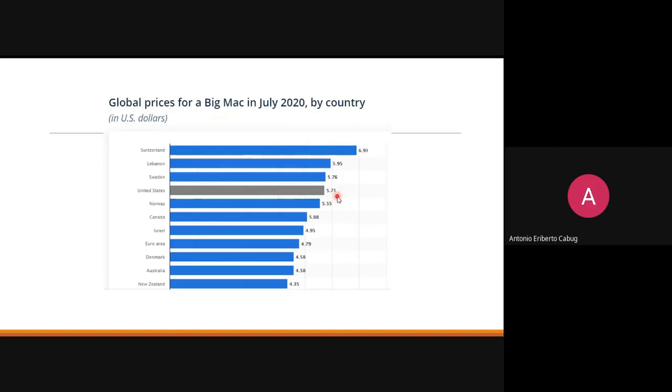If you will buy the Big Mac in the United States, it would be $5.71. If you go to Sweden, to Lebanon, and Switzerland, it will be priced higher. In Switzerland, for example, the price of the Big Mac is more than $1 above that in the United States, $6.91.